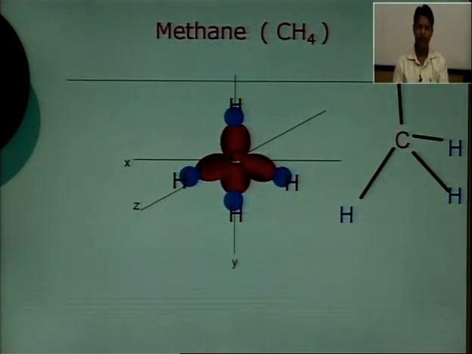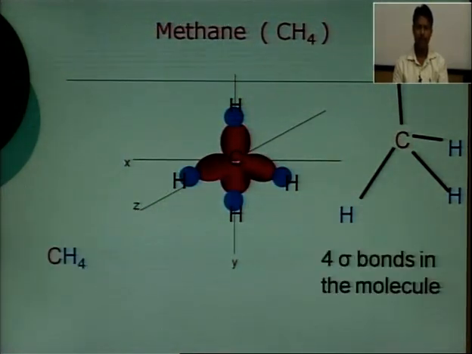Here is another picture of methane. There are four sigma bonds in the methane molecule.